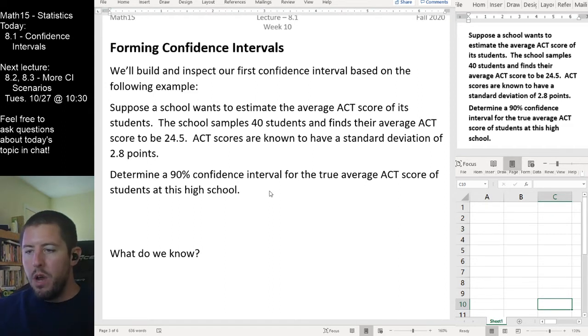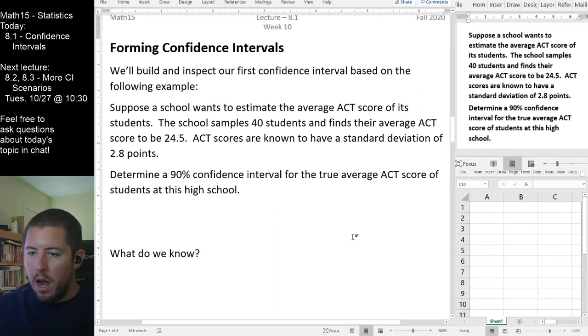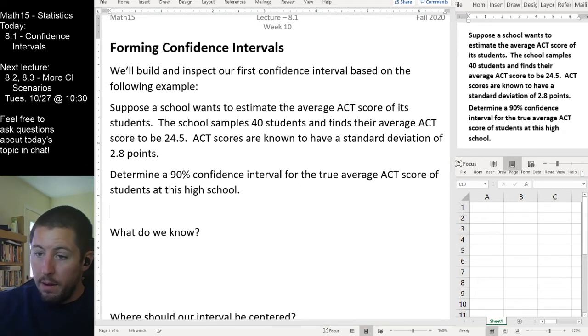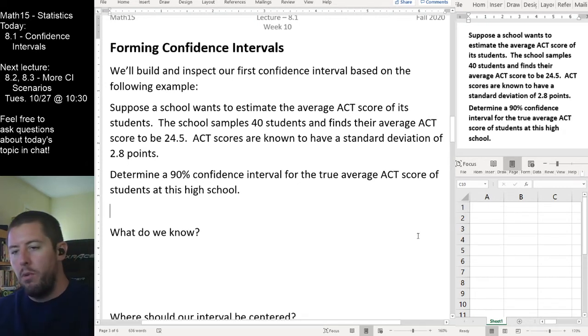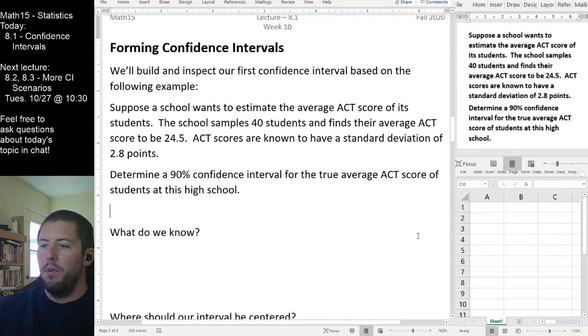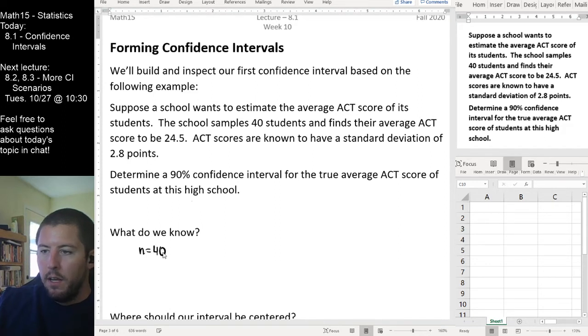Let's state what we do know and what we don't know here. Importantly, stating what we don't know is equally as important as what we do know. A couple things that I'm seeing here: it looks like we have been given that the sample size is 40, n is 40. It looks like we've been given that our sample mean of those 40 students, our x bar, is 24.5. And it looks like ACT scores are in general known to have a standard deviation of 2.8.